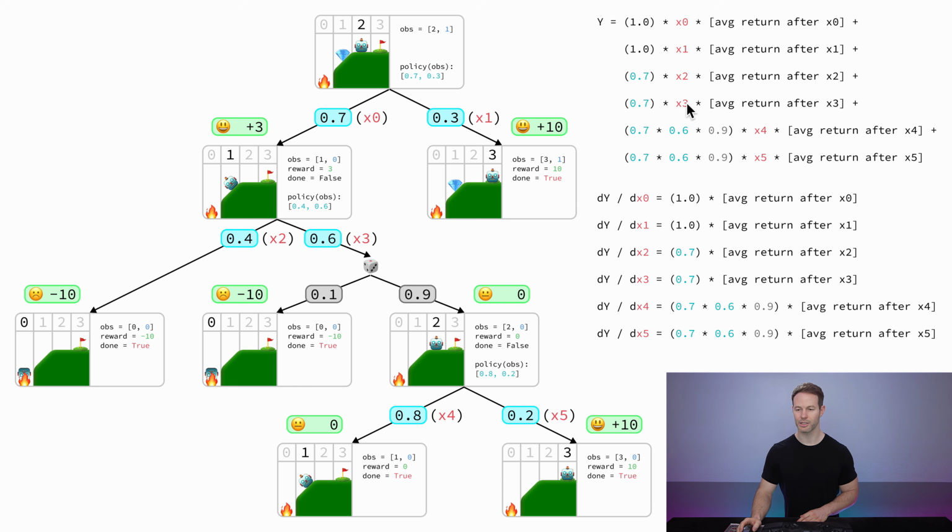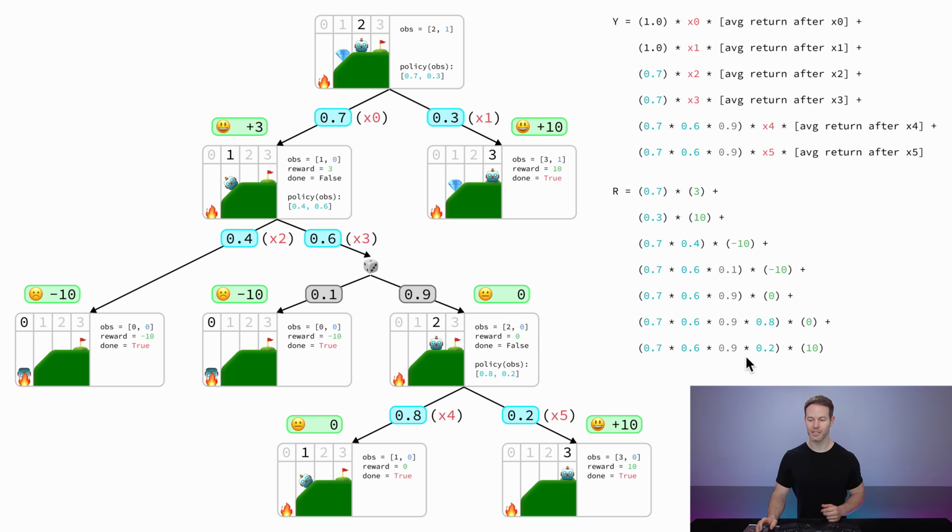So if we look at the partial derivative with respect to x3, all these other lines cancel out when they're considered constants, and we get 0.7 times the average return after taking the action x3. And that's what we get down here. So these were the same partial derivatives we got when we looked at the expected return. The partial derivative was the probability of ending up in the node from which that action was taken, multiplied by the average return after taking that action.